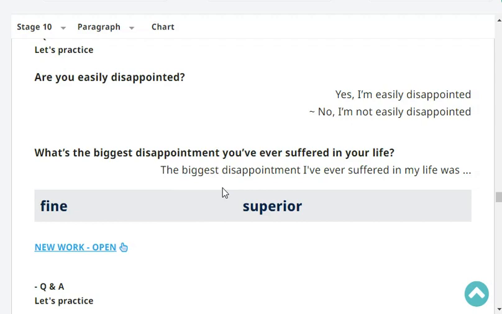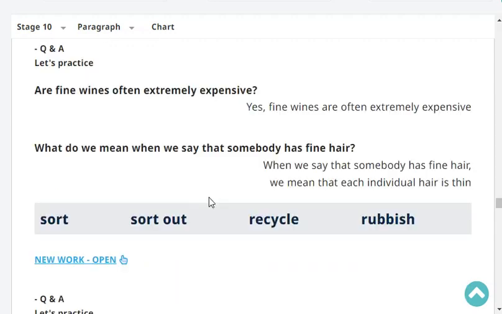The biggest disappointment I've ever suffered in my life was when I lost my money one day. Oh, very bad, I mean. Okay, next.